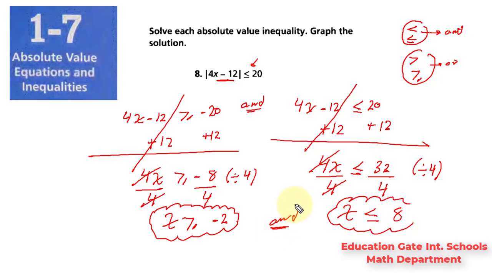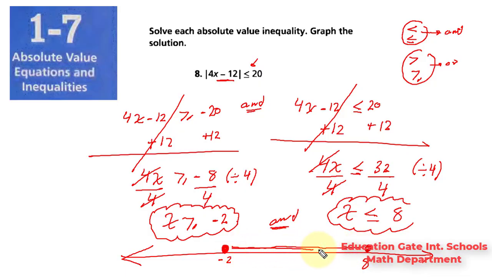How can we graph the solution? It's easy, guys. Just draw a number line and ask yourself, which one is the smaller? The small number is negative 2. Which one is the greater? It is 8. We have equal sign in the inequality, so shaded circles. Don't forget, just close the circle and shade between them. Now we need all the numbers that are greater than or equal negative 2 and less than or equal 8. So you have to shade between the two numbers.